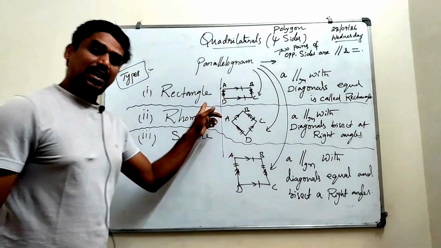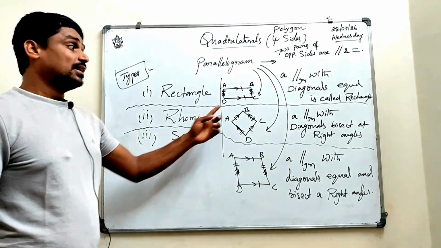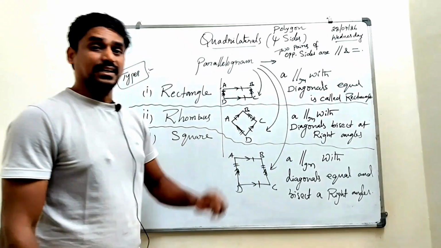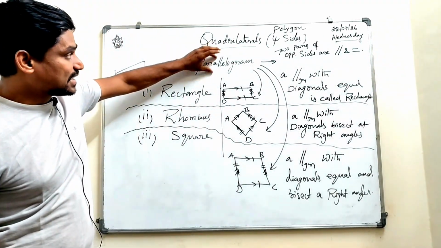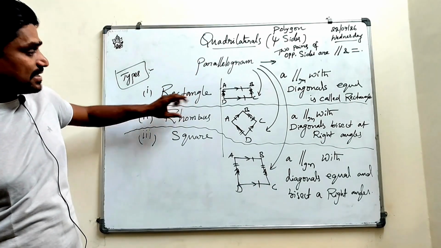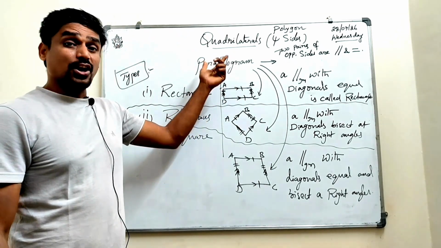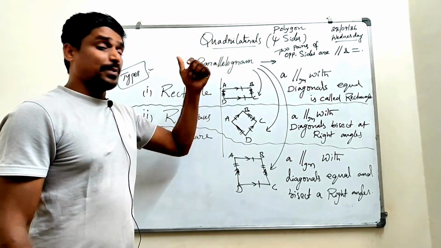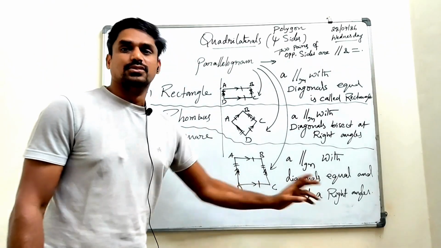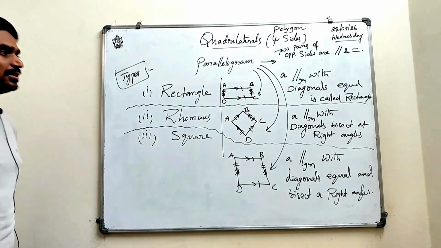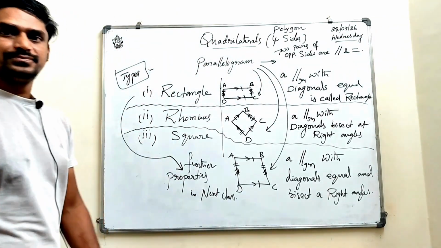See, this is a parallelogram. Only diagonals are equal. This is a parallelogram. Diagonals bisect at 90 degrees. Here diagonals are not equal, but here they are equal. Here diagonals bisect each other, but not at 90. But here they bisect each other even at 90. Here in the parallelogram, diagonals are not equal and not perpendicular, but here diagonals are equal and perpendicular and bisect also. Understood? So this is the major difference. The properties of each in the next class. Okay, thank you.